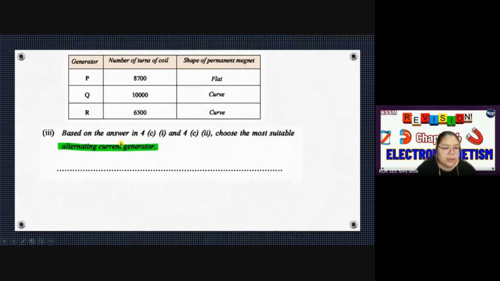Okay, the next part, based on 4C1 and 2, you need to choose the most suitable. Not related, we just go to cross. I want the curve one, so the best one must be the Q. This one is different from the essay. We no need to explain. Straightforward, choose, then enough. No need to say because. This is just one of the things to guide you before you go to essay. So the answer, general Q. Then finish.